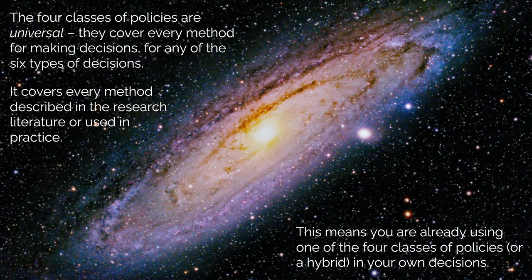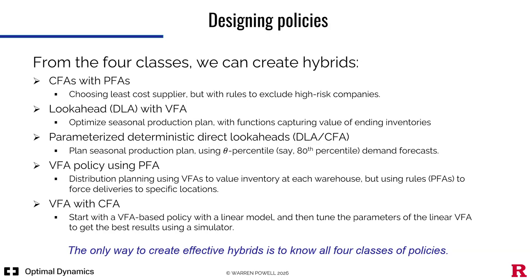Now, my big claim is that these 4 classes of policies are universal. They cover every method for making decisions for any of the 6 types of decisions. It covers every method described in the literature or used in practice, even methods that haven't been invented yet, because these are meta-classes. What it means is that you're already using one of these 4 classes and maybe a hybrid, and you can put together hybrids. And by the way, we humans routinely do it, where sometimes we'll plan into the future a couple of steps and then use a VFA.